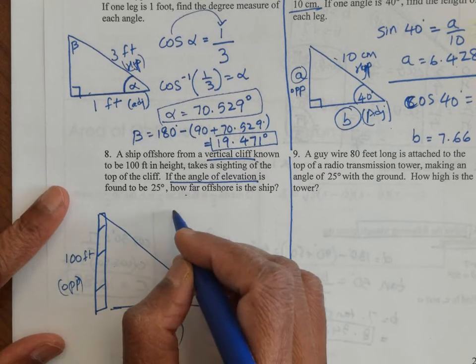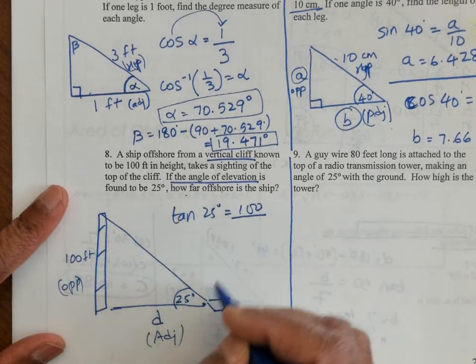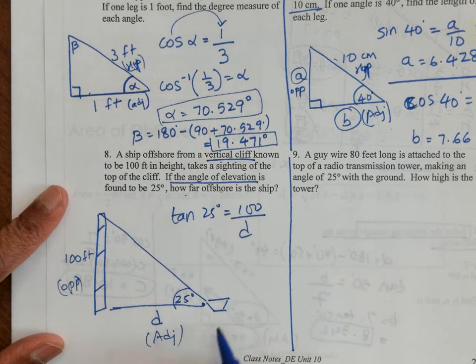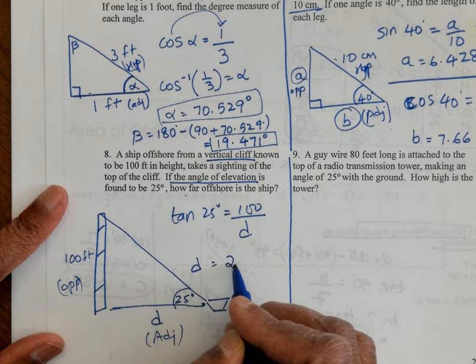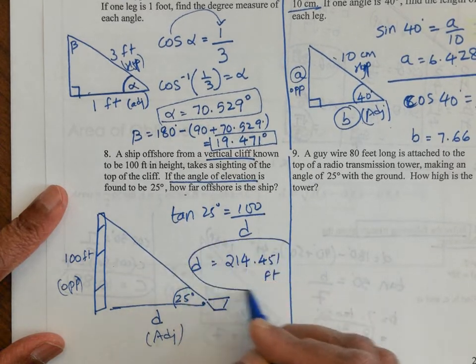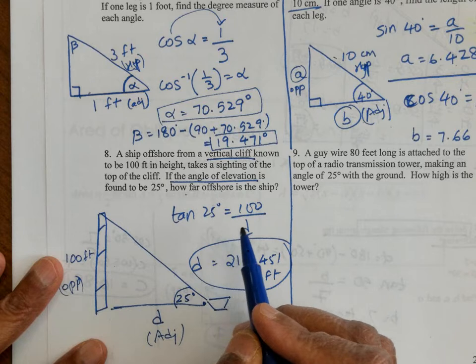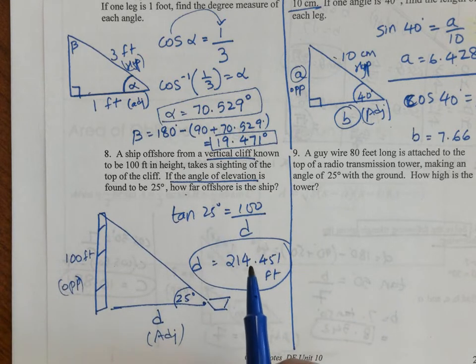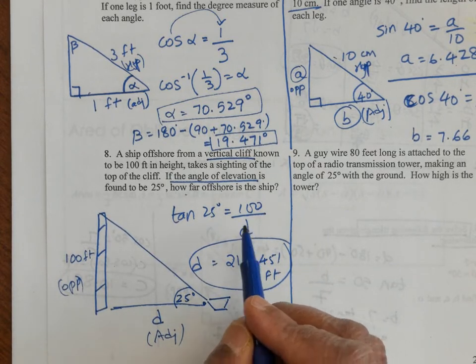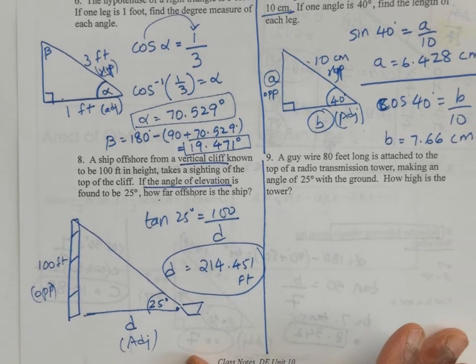Opposite adjacent is tan. So tan of 25 degrees equals opposite by adjacent. Please get d by itself, and you should get d equals 214.451 feet. I'm not spending too much time trying to solve, because this is just algebra 1, trying to get the variable by itself. You will cross multiply or do whatever you need to do to get that d by itself. Put it in the calculator, you should get that.